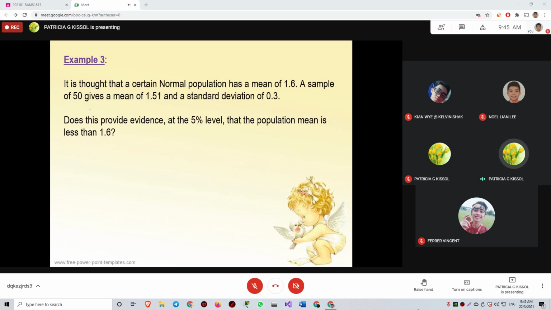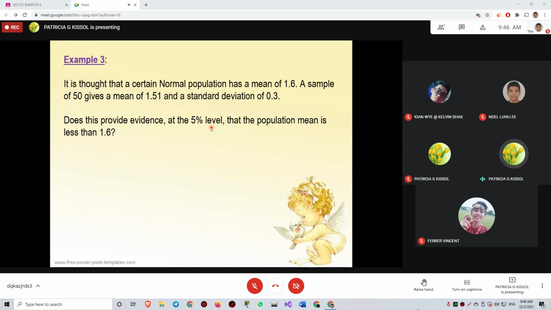Now this is another example. Check it out. We have a mean of 1.6. Let me change my laser pointer. And a sample of 50, that's your N. It gives a mean of 1.51 and a standard deviation of 0.3. Our S is known. The sample value of S is given. Again, alpha is 0.05, 5% level.